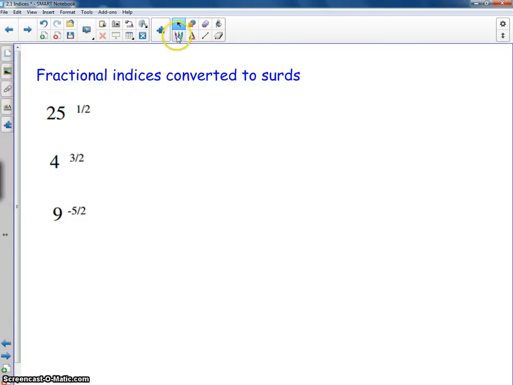Now, surds is one of those things that may not be common for everybody, but everybody knows this sign. That's a square root sign. That's a surd. Okay, a cube root sign, that's a surd again. So these are surds, basically. Right, so we have here a fractional index, 25 to the power of 1/2.